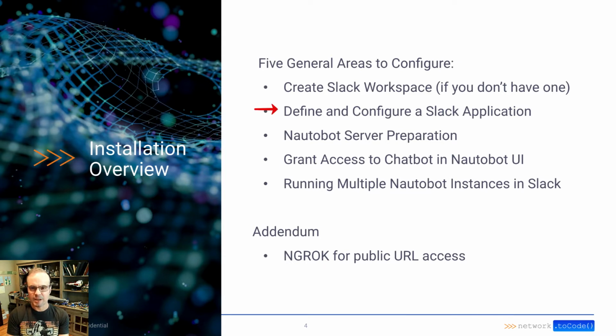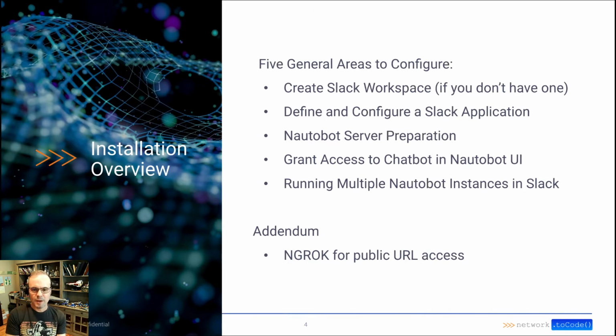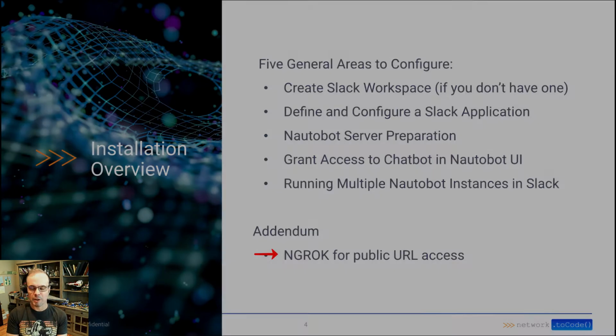defining and configuring a Slack application, preparing the Nautobot server, that has to do with configurations, granting access to the chatbot in the Nautobot web UI, and then running multiple Nautobot instances in Slack. I'll show you at the end of it how to run multiple instances in the same Slack workspace. And then we'll also cover ngrok, which can be used for public URL access.